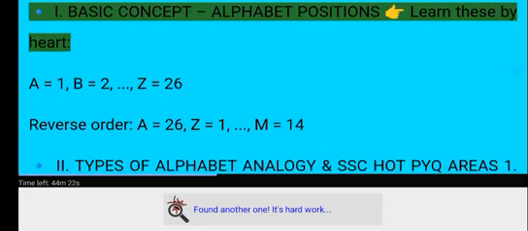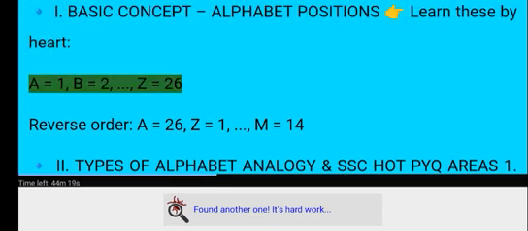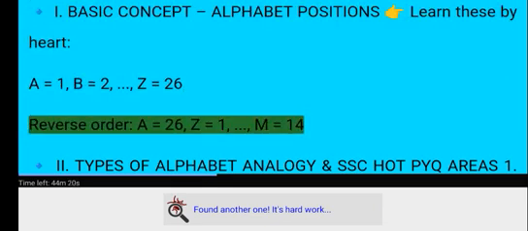Basic concept. Alphabet positions: learn these by heart. A equals 1, B equals 2, Z equals 26. Reverse order: A equals 26, Z equals 1, M equals 14.